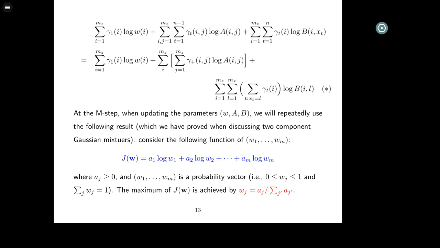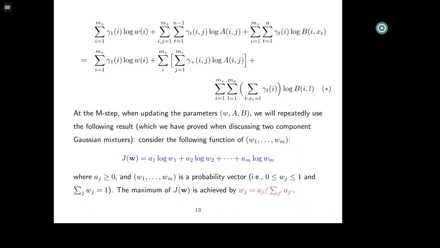And for the second summation, I keep the outside summation over I, and the inside summation is over time T from 1 to N, okay? Now, for XT, which is the observation we observe at time T, it can only take m sub x different values, okay? So I can break that summation over t into the following double summation. First is the sum over all possible values of xt, so l is from 1 to mx. And then the inside is a summation over time t where your xt is indeed equal to l.